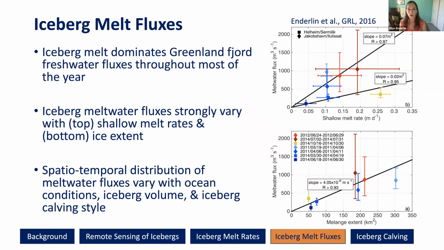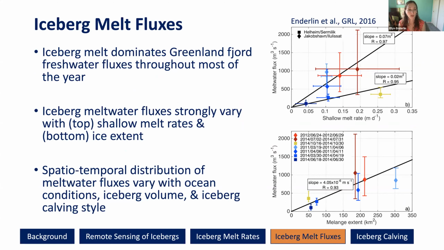I did this for 2 locations in Greenland, and I'd like to expand this work in the future. I have found that the iceberg meltwater fluxes actually are the dominant source of fresh water to these fjords throughout most of the year. So it's really important that when the subglacial discharge and all the melting from the glacier turns off in the winter, these icebergs are still there melting. And that's really important in terms of controlling the oceanographic properties of these fjords.